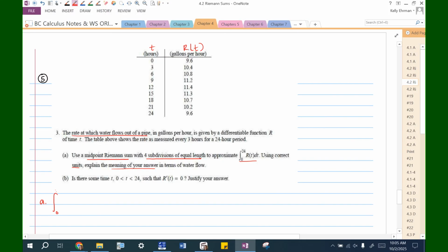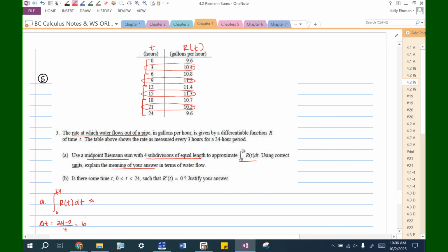All right, we're going from 0 to 24 of R of t dt. What is delta t? It's 24 minus 0 divided by 4 subdivisions of equal length. That means we're doing a width of 6. So the first rectangle goes from 0 to 6. The next one goes from 6 to 12, 12 to 18, 18 to 24. That's 4 rectangles. We're using a midpoint Riemann sum, so I'm using the middle values of each of those intervals. So 3, 9, 15, and 21 are the times.